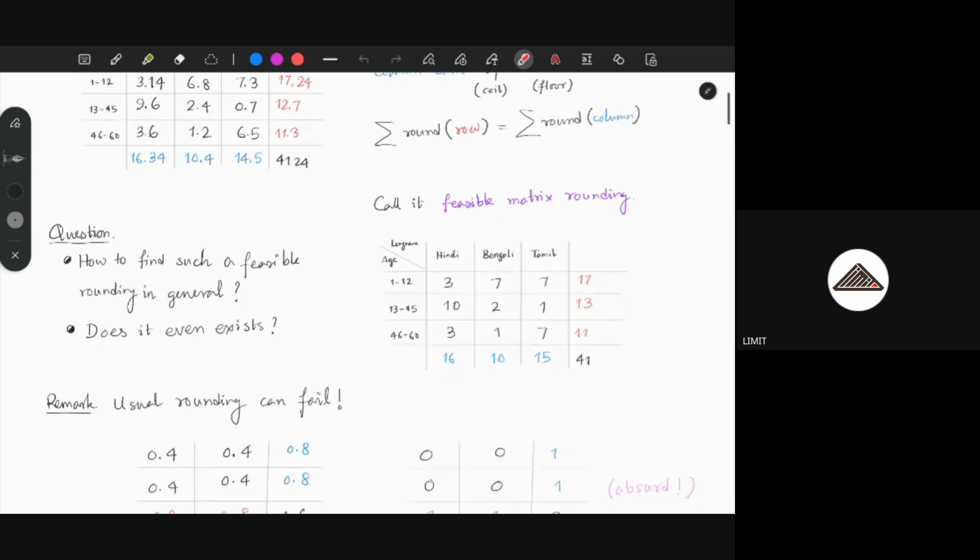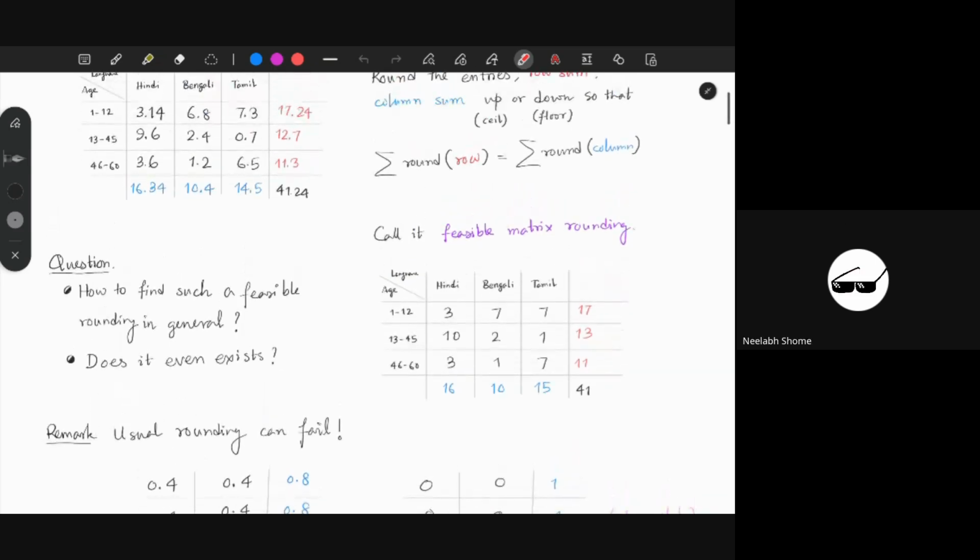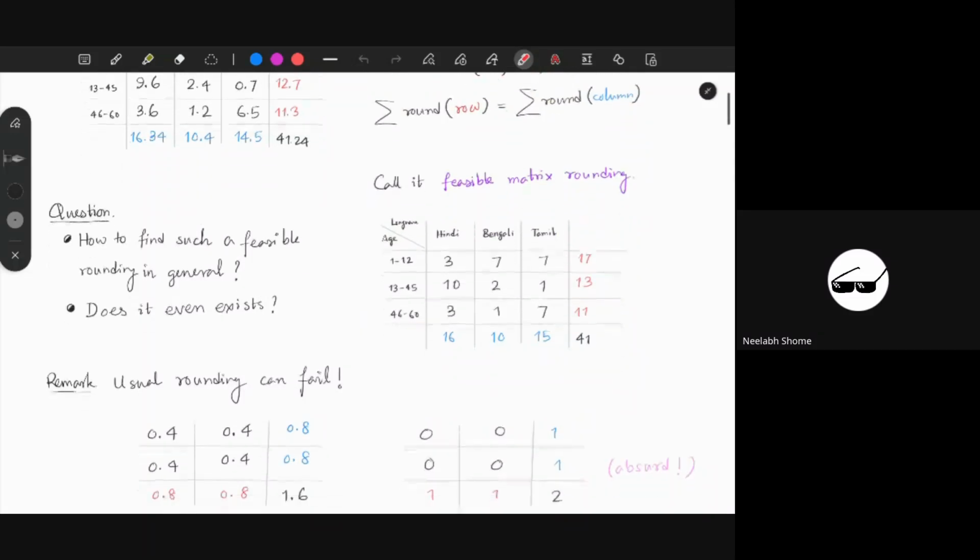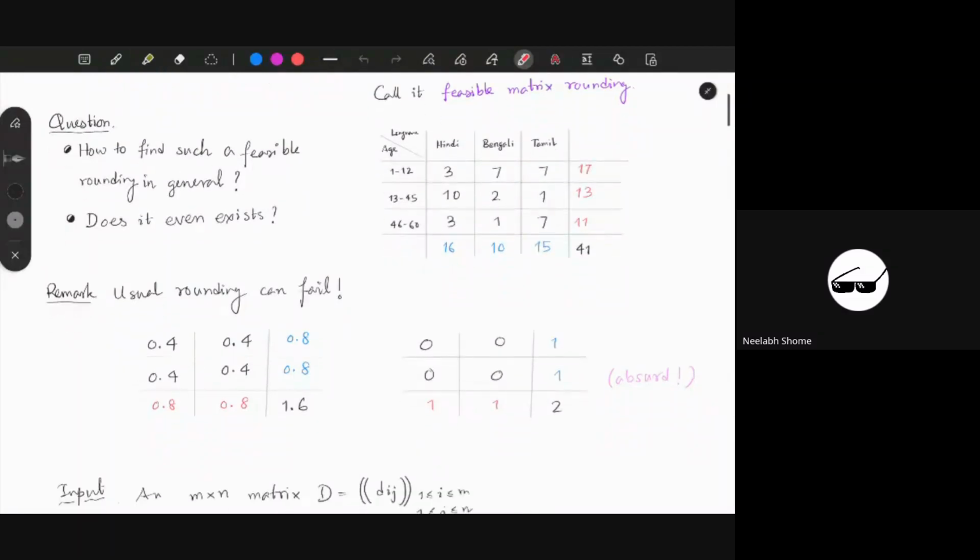So, this kind of problem I will talk about today. Now the thing is that, as I said earlier, usual rounding can fail. Suppose you have all these 0.4 values, but the sums are 0.8s. If you just blindly round it, the 0.4 goes to 0, the 0.8 goes to 1, 1.6 goes to 2. This thing becomes very abstract. This doesn't even make sense.